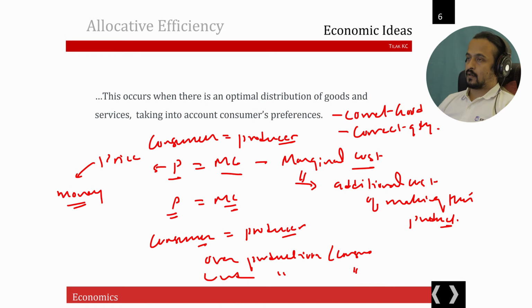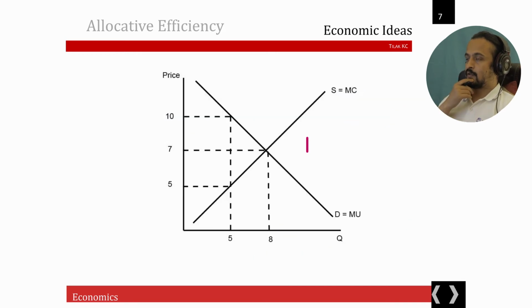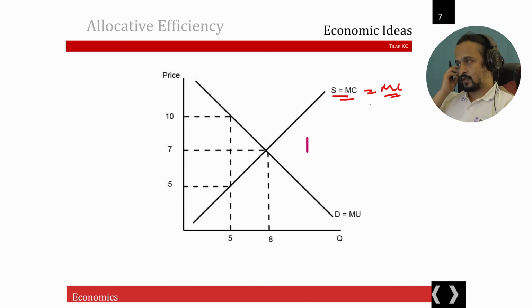The relationship of allocative efficiency can be represented in a simple demand and supply diagram. If you look at the diagram here, the supply curve also represents the marginal cost, or the additional cost of producing an extra unit, whereas the demand curve represents the marginal utility of that product.